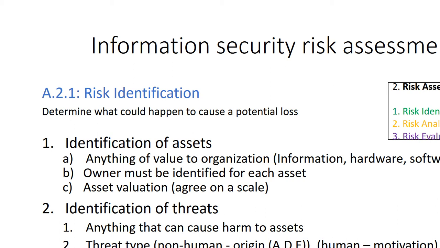Besides identifying the owner, you have to provide a value to your asset. You can agree on a scale while defining the value. You can go for a qualitative scale, where you define the value of the asset as very high, very low, or medium. Or you can go for a quantitative scale, such as 1 to 10, or define the exact value in terms of Norwegian kroner or American dollars.